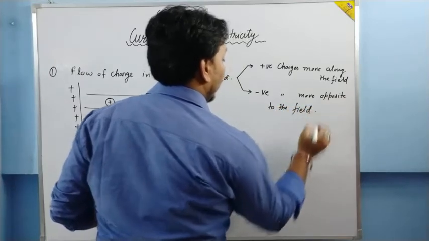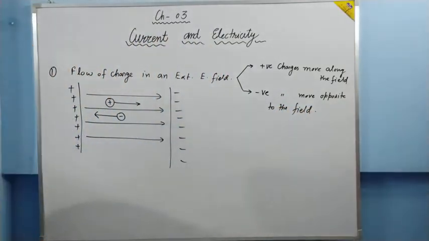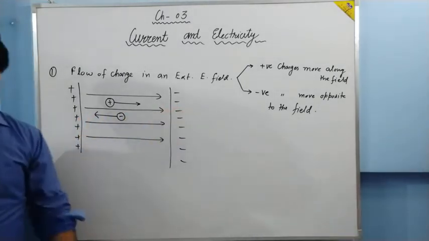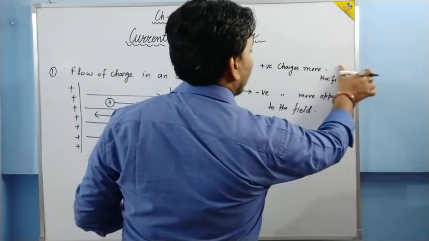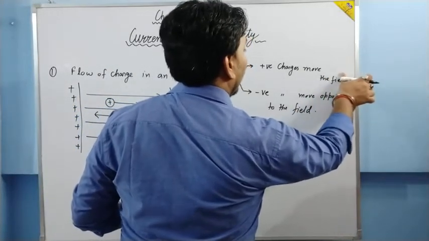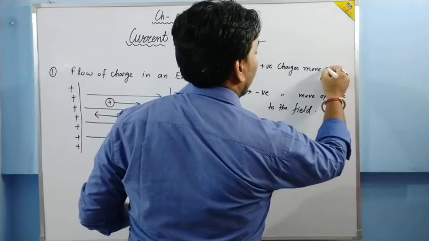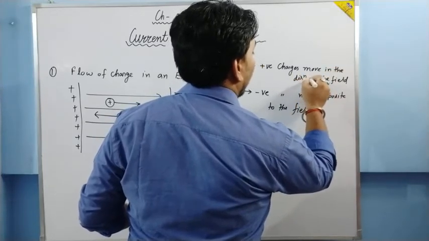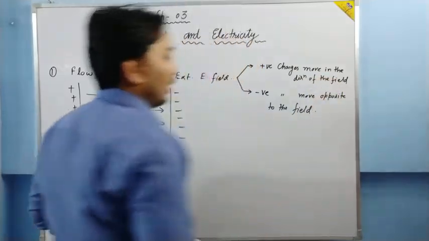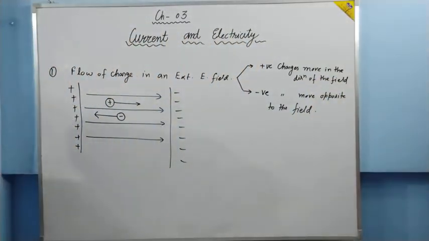So this very point you need to understand: positive charges have a tendency to move in the direction of the electric field, whereas negative charges move opposite to the field. Actually, it should not be "along", it should be "in the direction of" the electric field. I am going to tell you why. Why have I removed the word along?